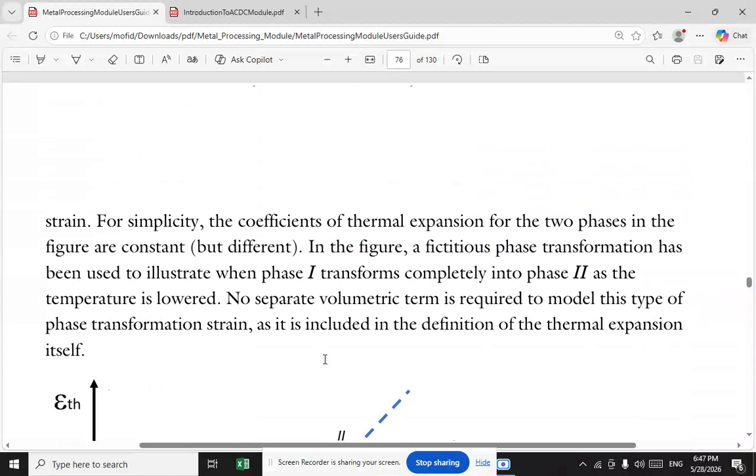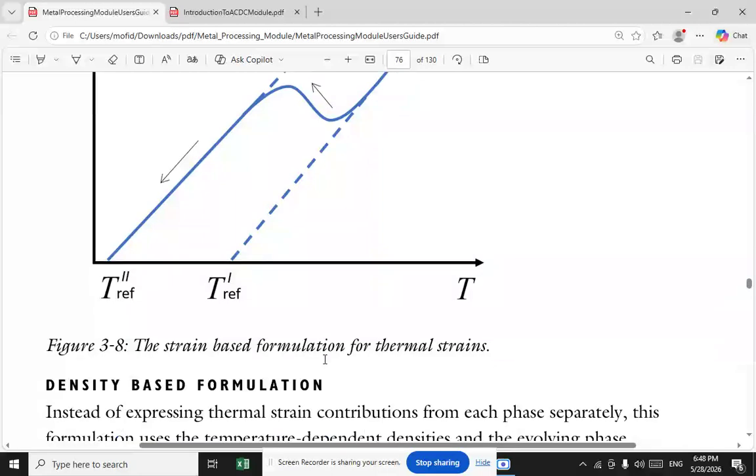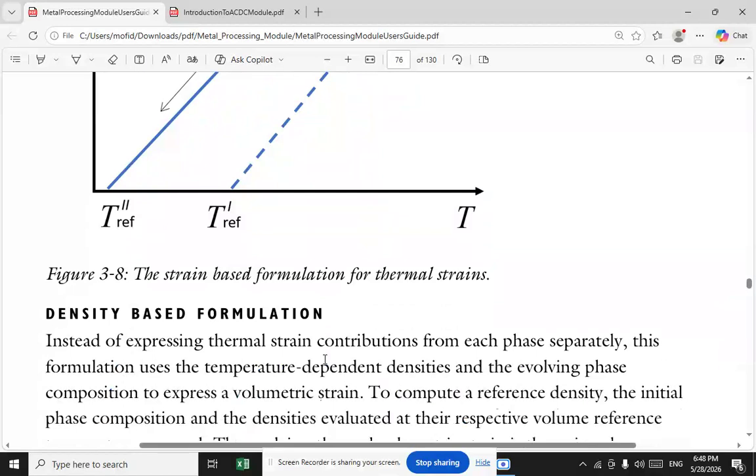In the figure, a fictitious phase transformation has been used to illustrate when phase 1 transforms completely into phase 2 as the temperature is lowered. No separate volumetric term is required to model this type of phase transformation strain, as it is included in the definition of the thermal expansion itself. Figure 3-8 illustrates the strain-based formulation for the thermal strains.